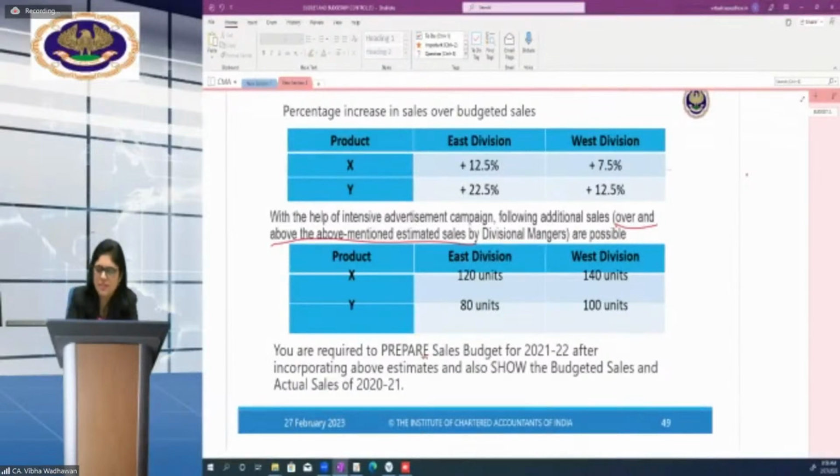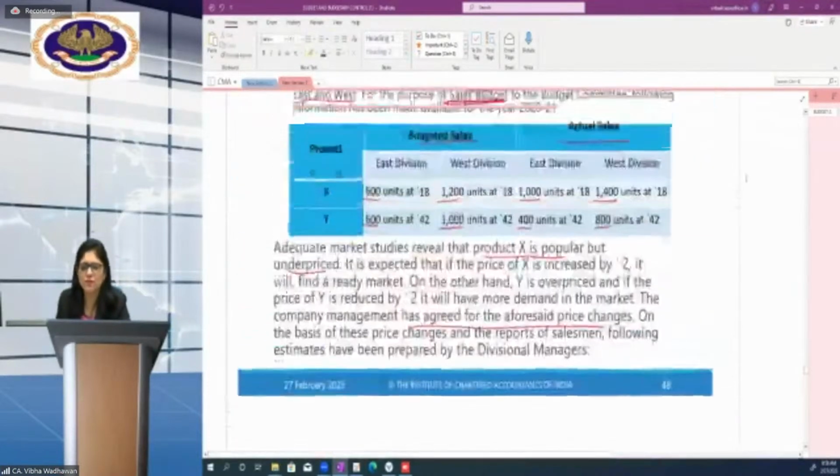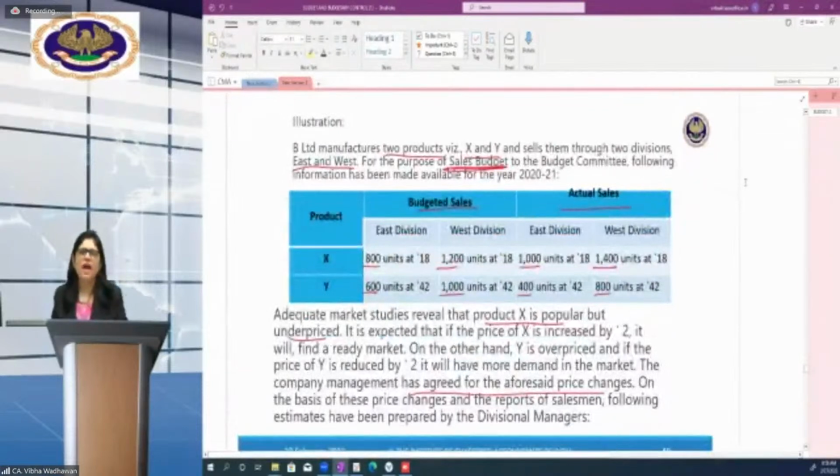So we have to make a sales budget for 21-22 after incorporating the above estimates. So budgeted and actual sales of 2021 is already there. What they are saying is we have to make the sales budget for the next year, and for the current year you have to calculate the sales. So this is already clear. 800 units at 18, 600 units into 42, 1200 into this. So this way you can calculate the budgeted sales and the actual sales as per the given information.